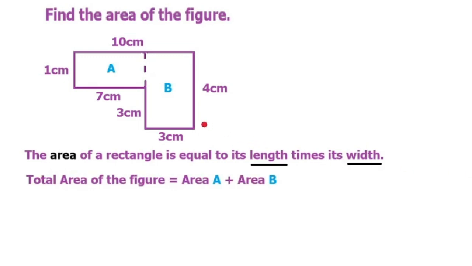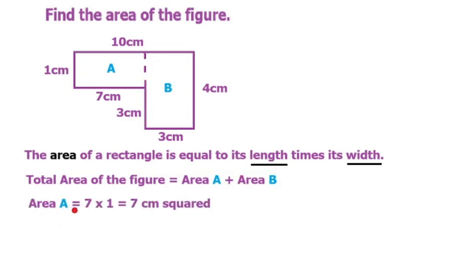So what we could do here is cut up this shape into two separate rectangles. So I'm going to put an imaginary line here, and we have rectangle A and rectangle B. The total area of the figure then is going to be area A plus area B. So when we find this area, we add it to this area, and that's going to give us the total area.